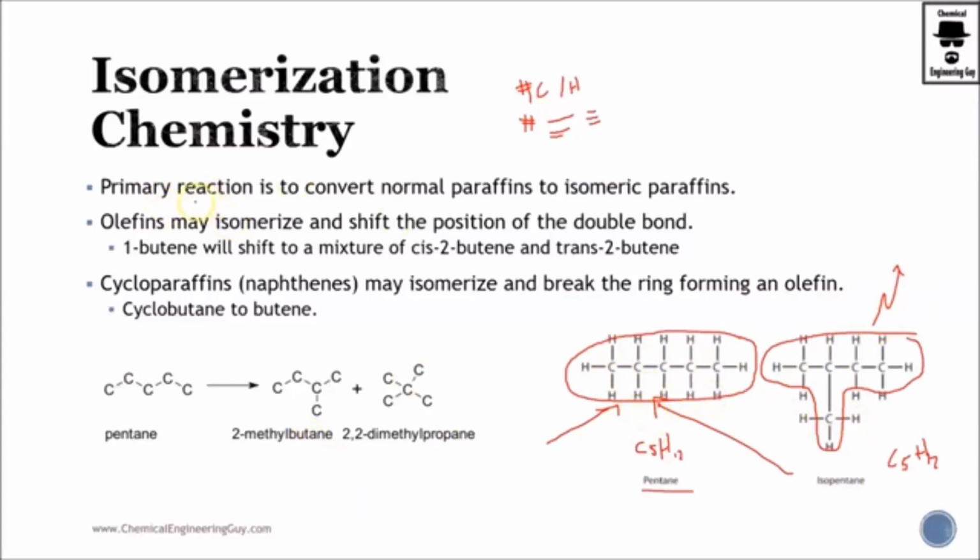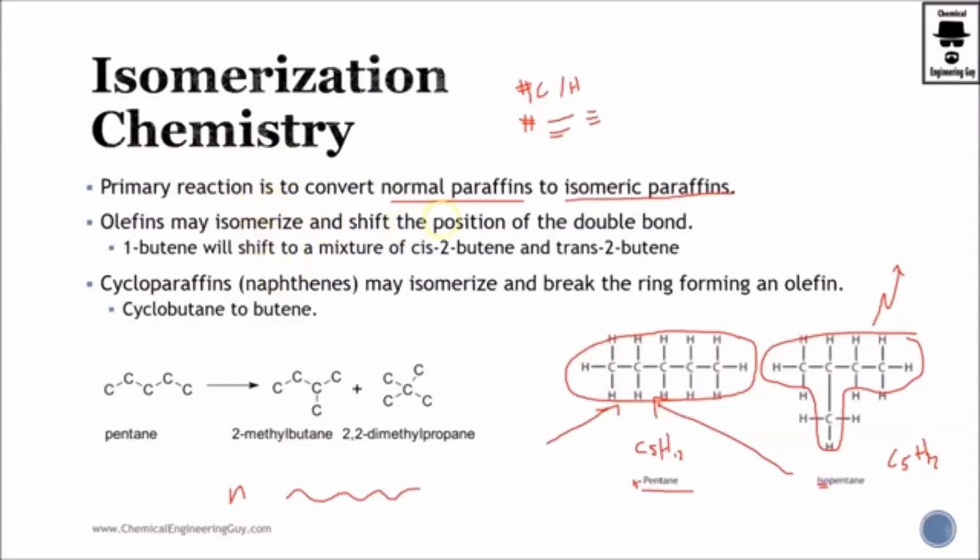So here we go. The primary reaction is to convert normal paraffins. Remember, normal stands for linear. This is N-pentane actually. When we say pentane, actually we cannot know which one it is. We need to state either N-pentane, isopentane, or neopentane, and so on, to isomeric paraffins. Isomeric, as the name implies, has an iso branch.